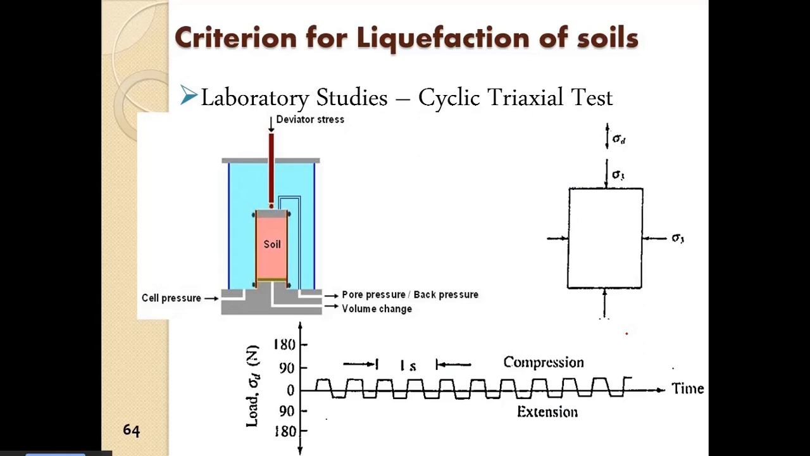Now in the laboratory we have the cyclic triaxial test. Now we have to replicate that condition. The only thing we can do in the laboratory is apply the cell pressure, and we will apply the deviator load. The deviator load will start from 0 and increase to a value, then again from that value it will decrease.